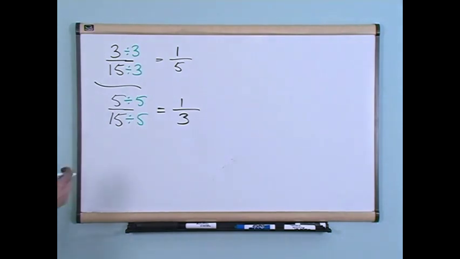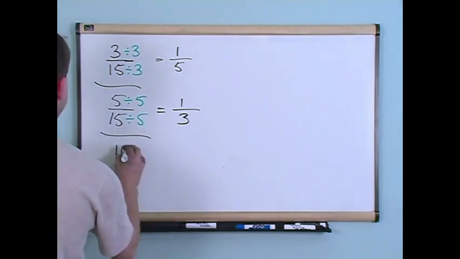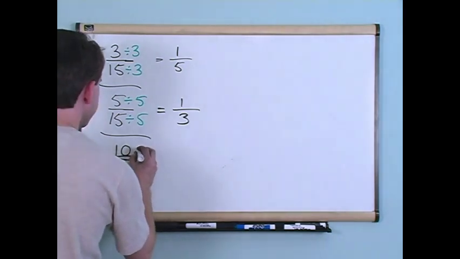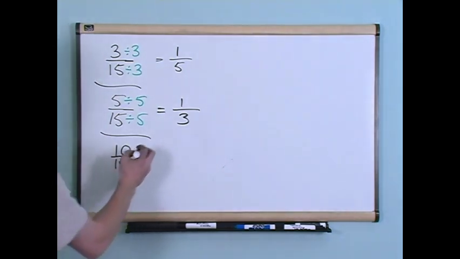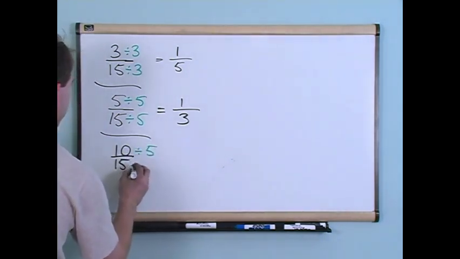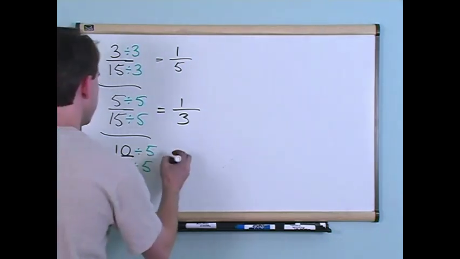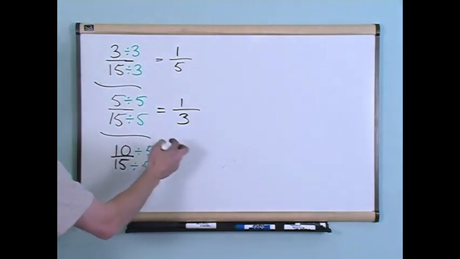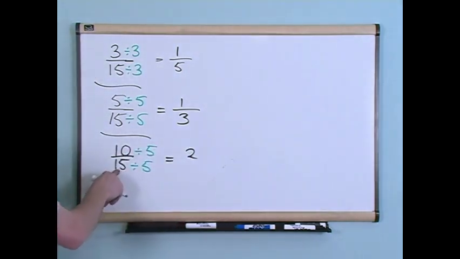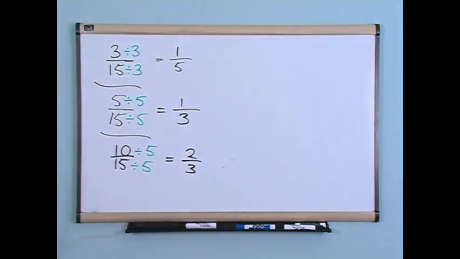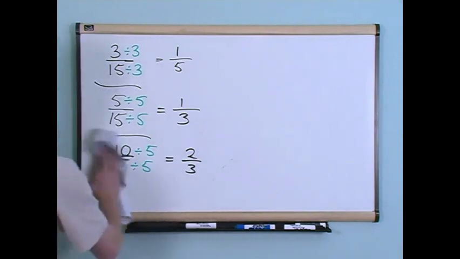Okay? What if you had 10/15ths? How would you do that? Well, you're trying to find a number that you can divide the top and the bottom evenly. So I'm going to pick 5 because I know 5 goes into 10 and I know 5 goes into 15. So 10 divided by 5 gives me 2. 15 divided by 5 gives me 3. And I can't reduce that anymore. So that is all simplified. 10/15ths is equal to 2/3.